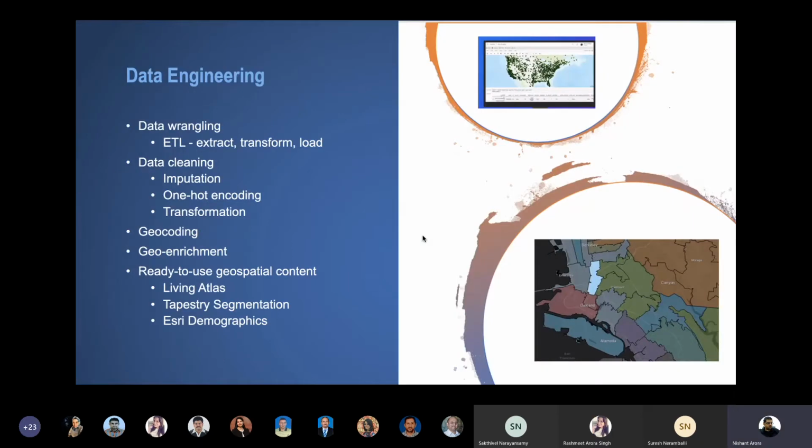So what is data engineering? First of all, it is a very important initial step in data science processing. It is the phase where we collect and clean data so that it can be modeled. In fact, most analysts and data scientists spend most of their time cleaning and wrangling data, which we call data engineering. It consists of the data wrangling part, the data cleaning part, geocoding, and enrichment, and we will also talk about some of the readily available geospatial data that is available using the ArcGIS platform.